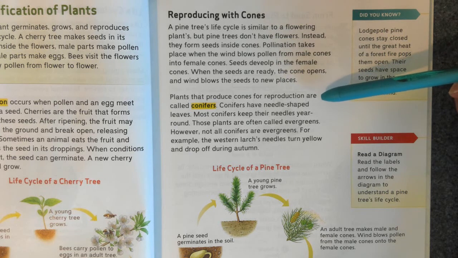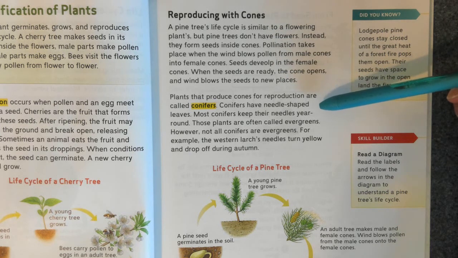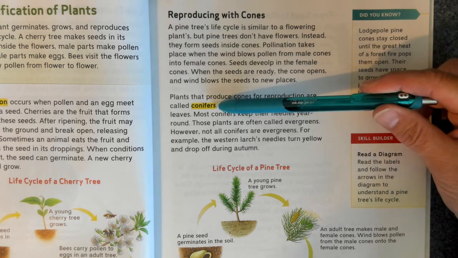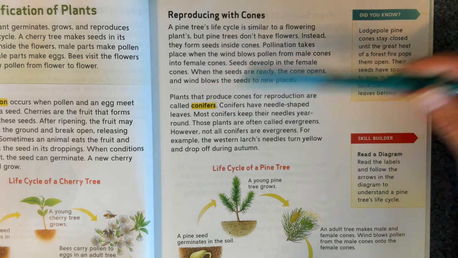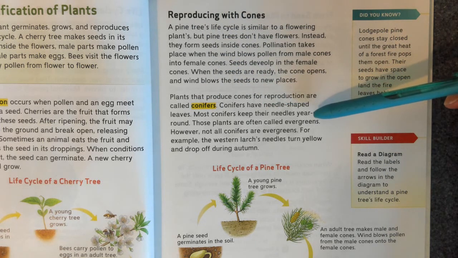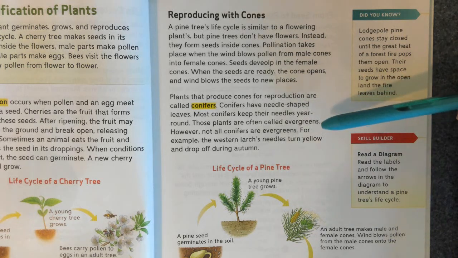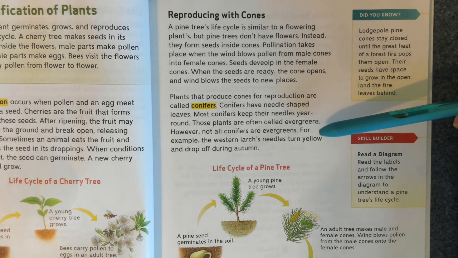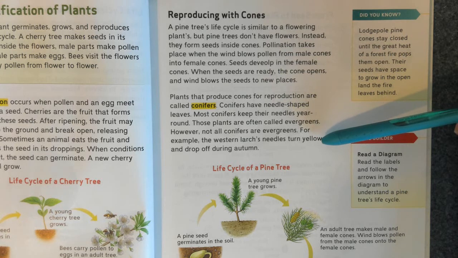Plants that produce cones for reproduction are called conifers. That's a good vocabulary word. Say conifers. Good. Conifers have needle-shaped leaves. Most conifers keep their needles year-round. Those plants are often called evergreens. However, not all conifers are evergreens. For example, the western larch's needles turn yellow and drop off during autumn.